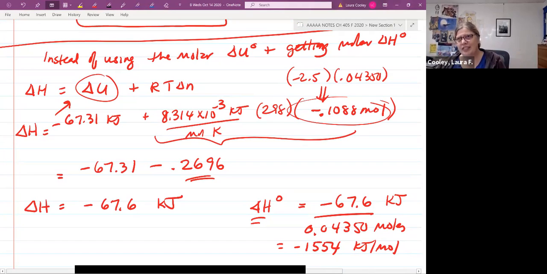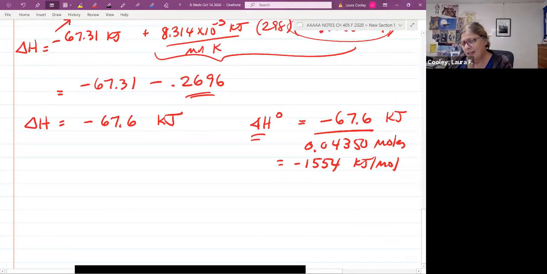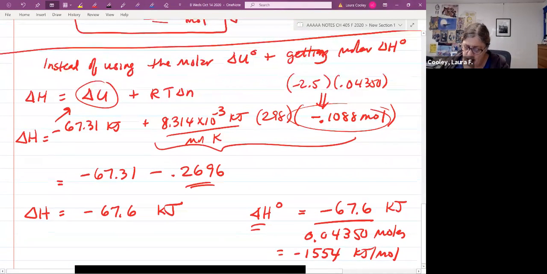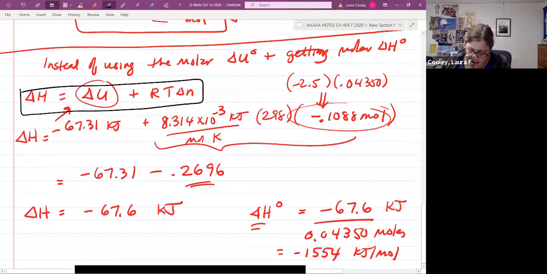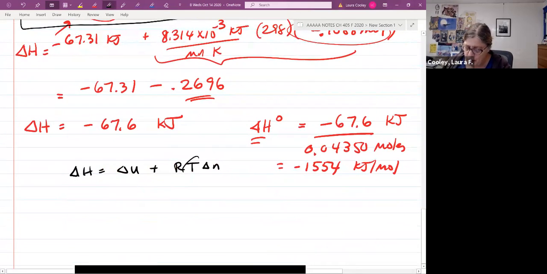There are other subtleties in this type of problem. There are other things that I haven't mentioned. Okay, so we use this equation here: delta H is delta U plus RT delta n. And we assumed that the temperature is constant.